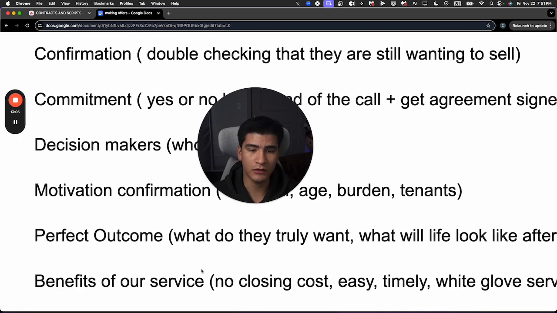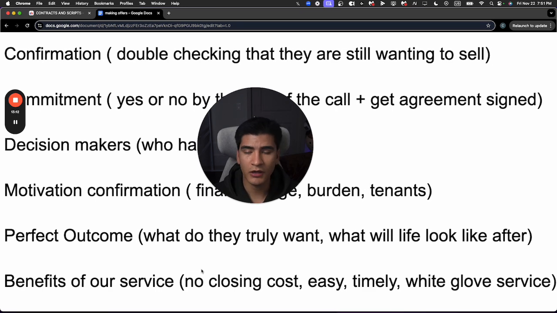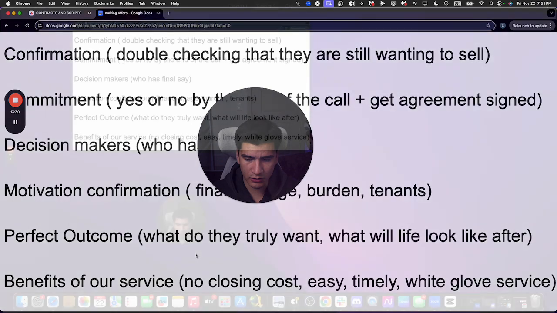We want to let them know, hey, I completely understand, man. I'm going to do my best to try to make this happen. Just to let you know, hey, we offer no closing costs, easy, timely, white glove service, right? All the benefits. We want to let them know, hey, Joe, you're in the right hands. You're working with somebody that is a professional in this industry and has done this before countless times, right? We are the people to work with. We know what the fuck we're doing. You're at the right place. All right, that's that part of the call.